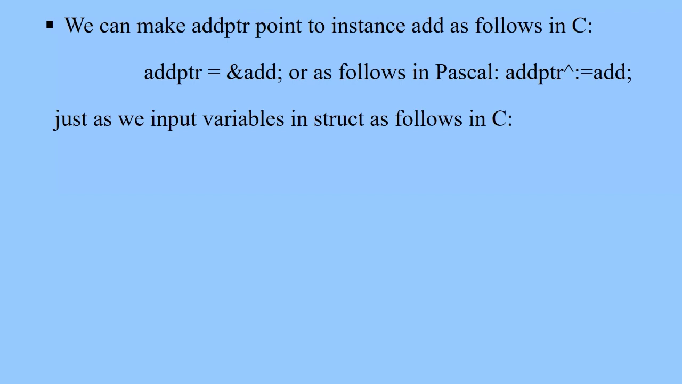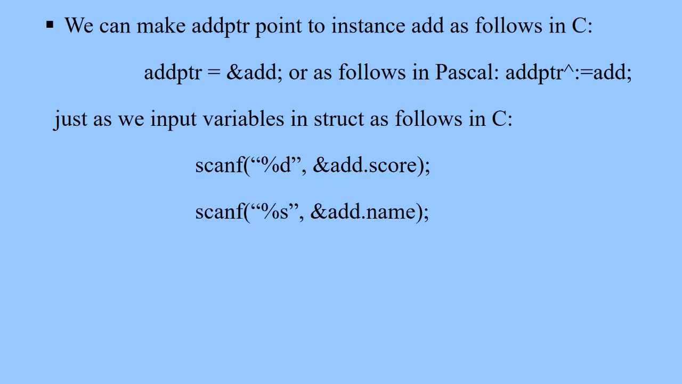Just as we input variables in a struct in C, as in this case, pick the value that has been entered and store it in the member for the score of the record, whose variable is and. So the same.